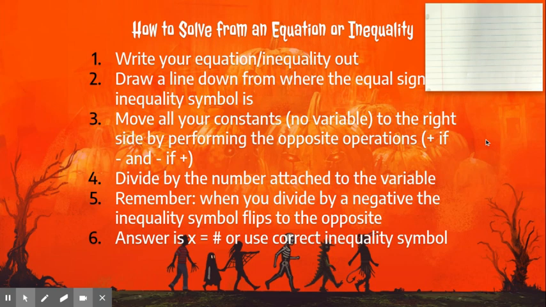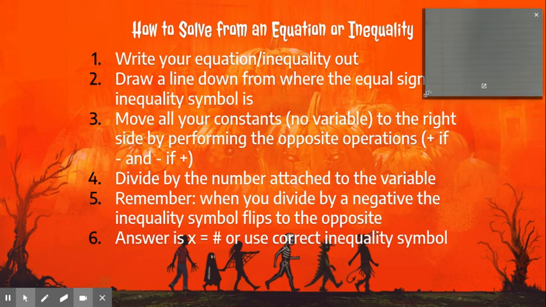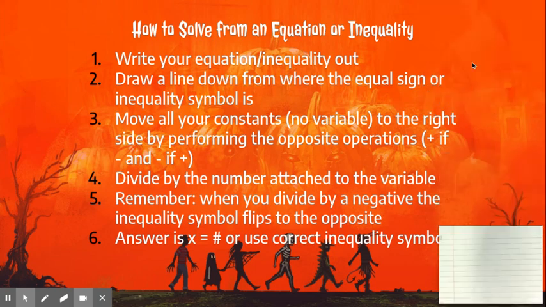Okay, so how to solve from an equation or inequality. Write your equation or inequality out. I'll show you how. Draw a line down from where the equal sign or inequality symbol is, and then move all of our constants, nothing that's with a variable, to the right side by performing the opposite operation. So if I'm adding, I need to subtract, and if I'm subtracting, I need to add.